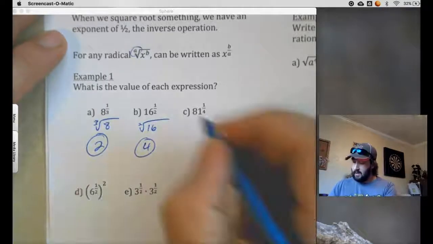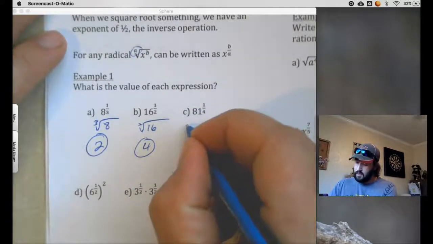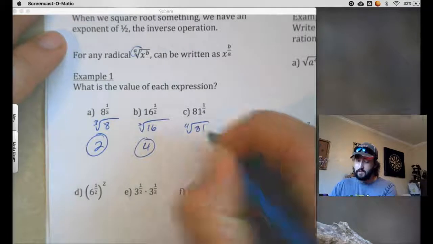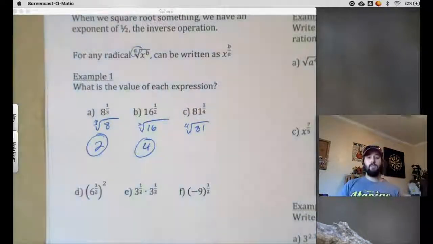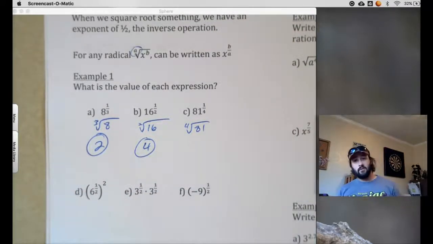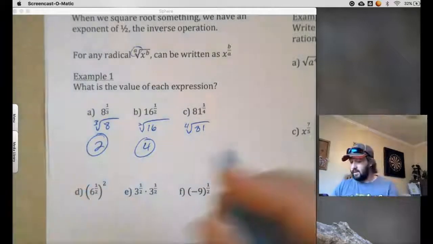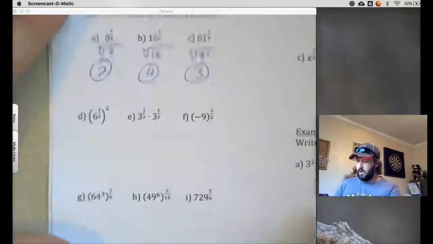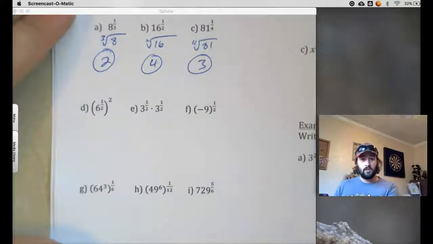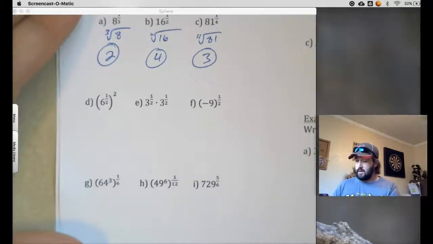81 to the 1/4 really means the 4th root of 81. What number multiplies by itself 4 times to be 81? Well, that would be 3 times 3 times 3 times 3. 3 to the 3rd is 27. 3 to the 4th is 81. So that would just be 3. Cool.